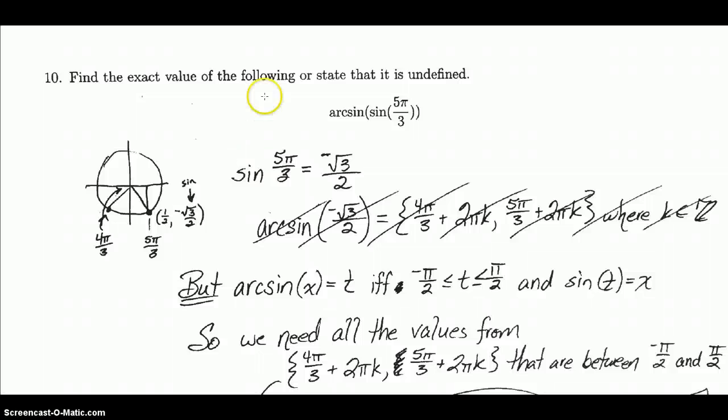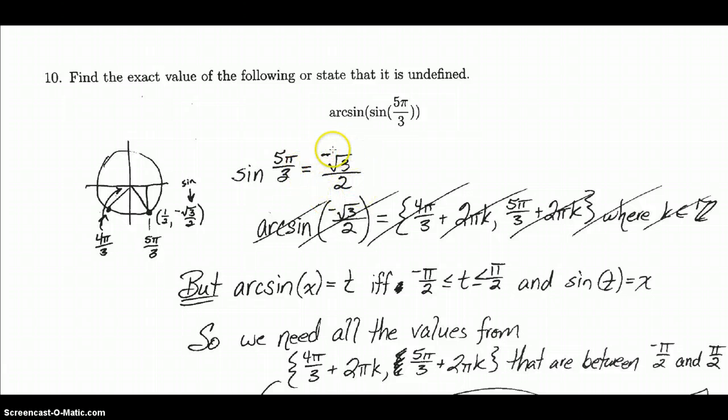Okay, these are kind of tricky. Arcsine of sine of an angle. You would think that they're just canceling each other out, and they are if this value is between negative pi over 2 and pi over 2. Unfortunately, this one's not. So first of all, we find out what sine of 5 pi over 3 is.